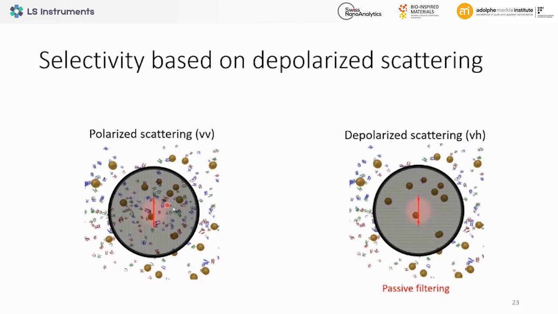But if we turn the polarizer 90 degrees, so this is now vertical, horizontal, then compared to the particles, the depolarized scattering from proteins is so weak that you basically do not see them. What you see is only the particles. This is a passive filtering, but extremely effective, because here you can have a correlation function that is free of the contribution of the proteins around the particles. So you can really access information describing whether those particles are aggregating or dissolving, or simply there is a protein corona, or there might be something else going on.